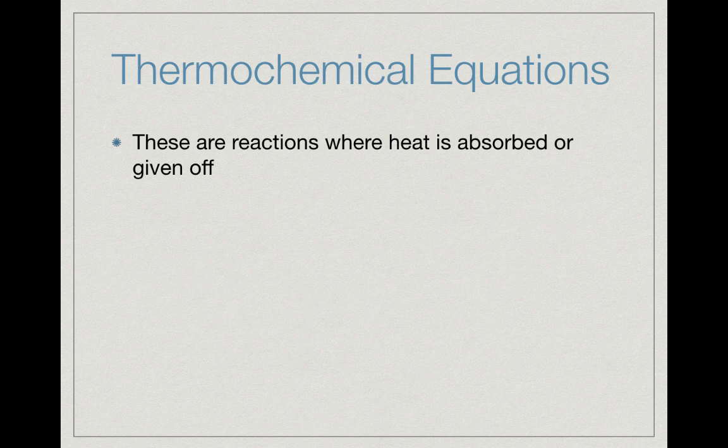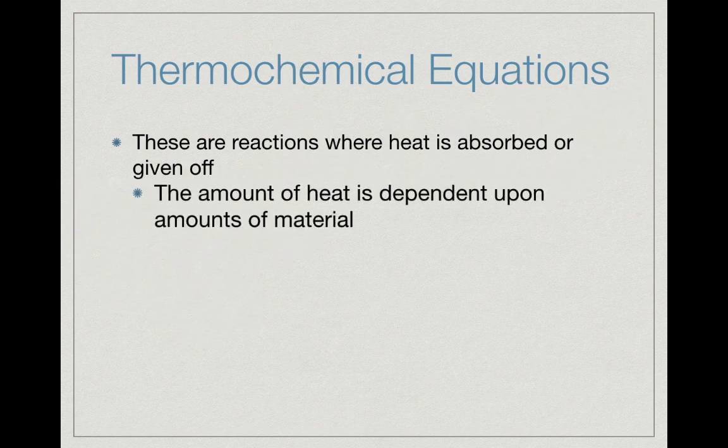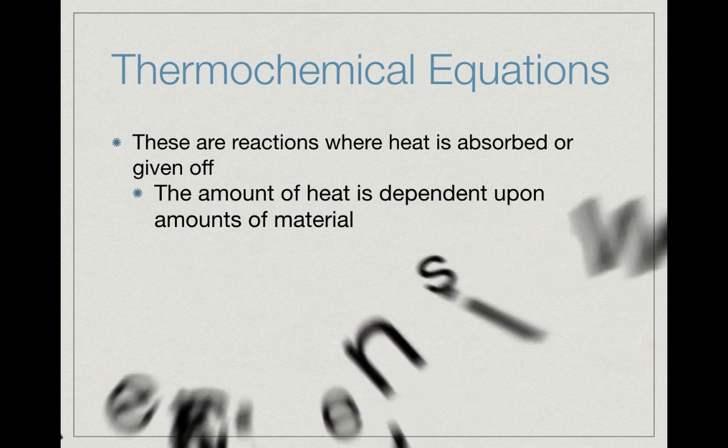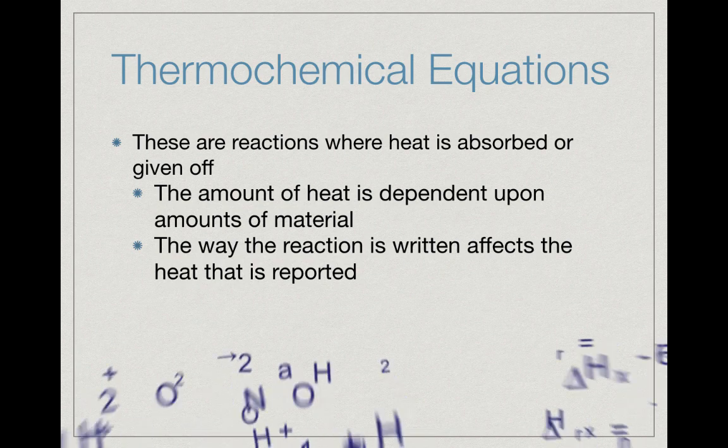Let's look at our thermochemical equations here, and these are just reactions where we're given a delta H value, and they're reactions where heat is either absorbed or given off, and the amount of heat that's either given off or absorbed is dependent on amounts of material. The other thing we have to consider is how we're writing our reaction, because that affects the heat that is reported, particularly if we have balanced the reaction slightly differently. Let's take a look at an example of that.